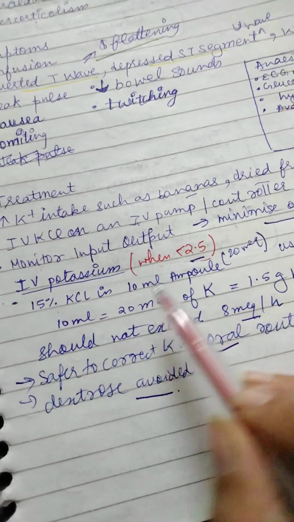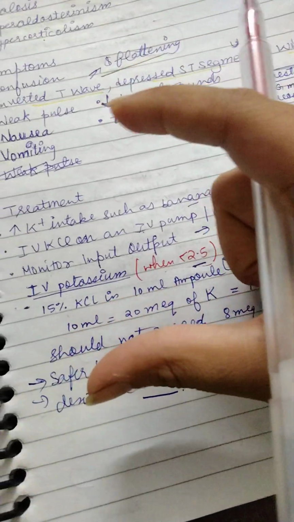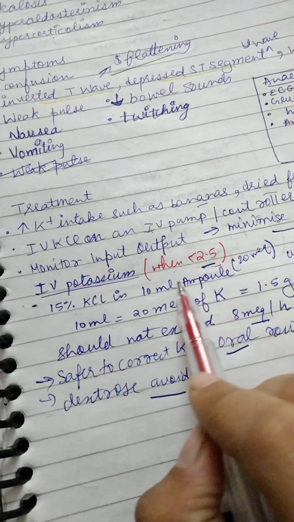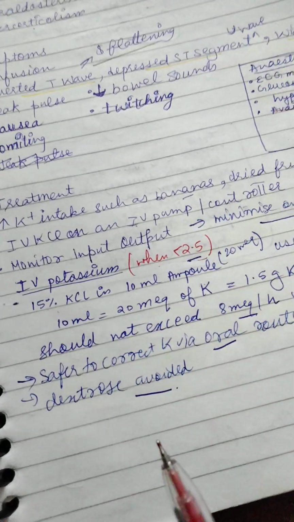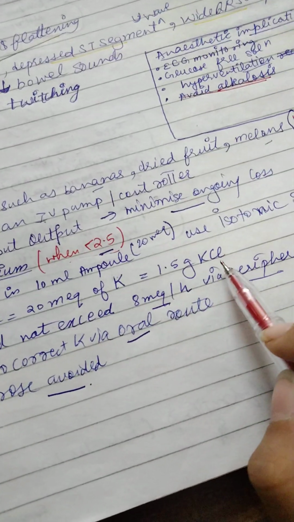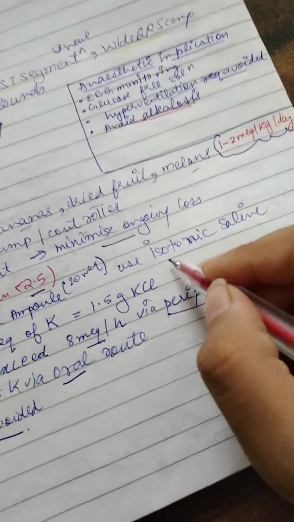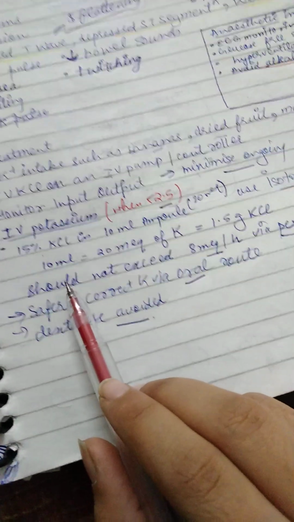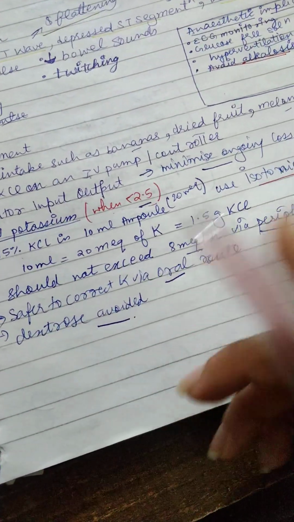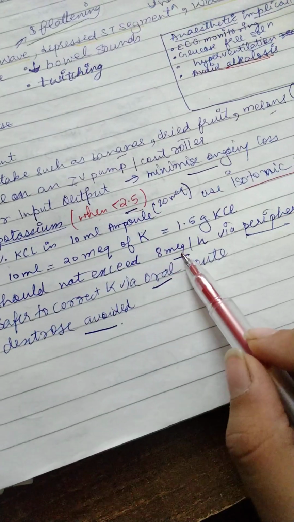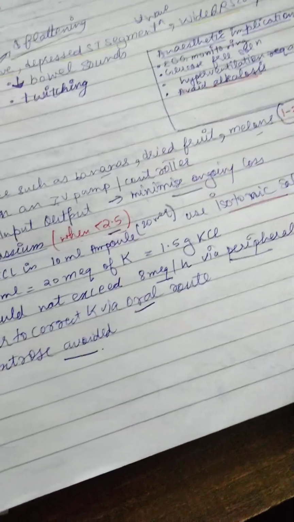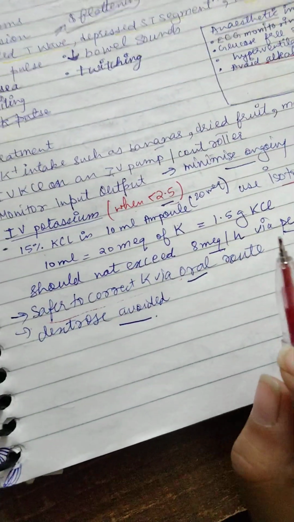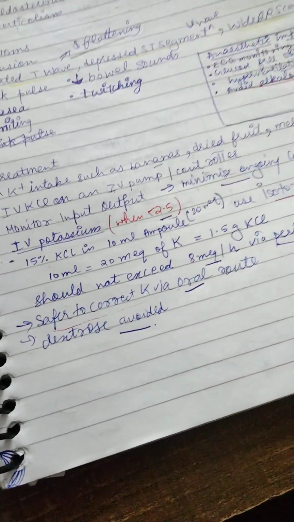15% KCl in 10 ml ampule. We have the 10 ml ampule of the KCl where it is 15%, and it contains 20 milliequivalents of potassium, which is almost around 1.5 gram KCl. And we have to also use isotonic saline, and the increase should not exceed 8 milliequivalents per hour via peripheral vein. We have to remember this thing. And it is safer to correct potassium via oral route, and dextrose should be avoided.